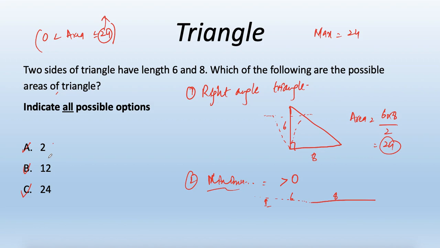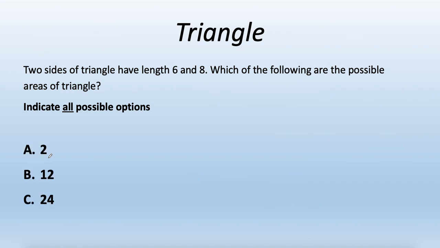So the basic concept for this is the area is maximum when we have a right angle triangle. As we increase or decrease the angle from 90 degrees, the triangle height will decrease, and that's why the area will decrease. And we have minimum area when the height is approaching 0. And ideally that is not possible. We can't have a 0 height and a triangle at the same time. But to find the minimum, that must be something greater than 0. So that's why the answer to this is 2, 12 and 24, all are possible.